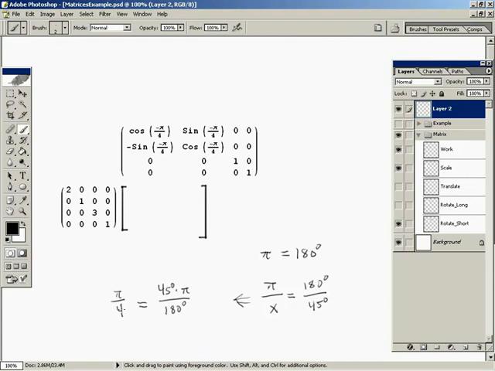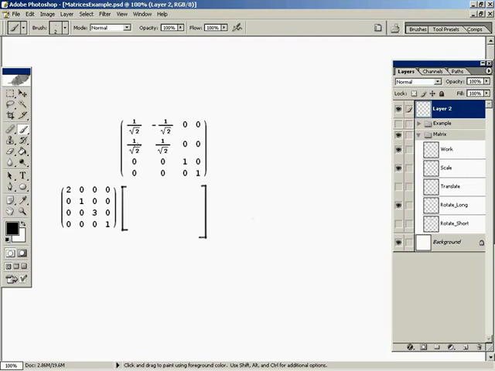So, a simple refresher on some radian stuff. Now if we convert this over, a lot of you probably remember your cosine of 45 degrees is root 2 over 2, or 1 over root 2, however you want to say it. So we have our matrix that's converted over. Everything good? Okay.